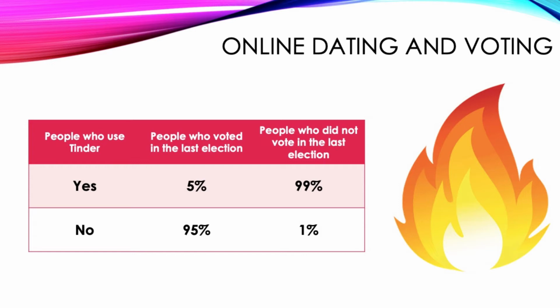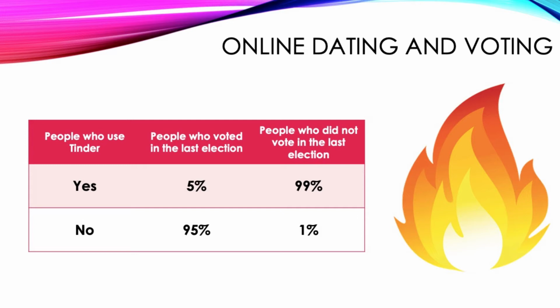So out of all of the people who did vote in the last election, we see that 95% of them did not use Tinder. On the other hand, when we look at people who did not vote in the last election, we saw that 99% of them did use Tinder. And those are some crazy, obviously fabricated data points. But the point is, did using Tinder cause those people to vote the way that they did? Or is there a spurious intervening variable that might explain these voting behaviors?